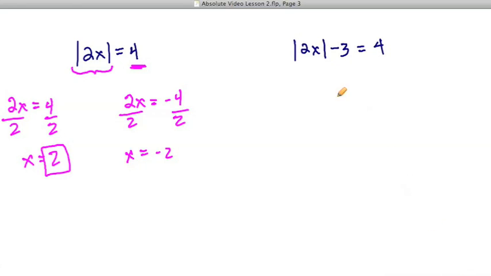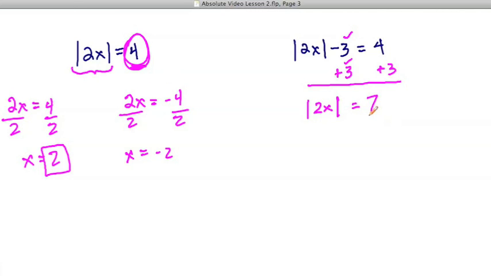We need to get this by itself before we ever solve. We have to get it by itself. And so the way that I'm going to do that is, because this is -3, I'm just going to do the opposite. I'm going to do +3. And it's going to cancel. And I'm going to have the absolute value of 2x equals 7. So now, instead of looking at the houses that are 4 away from Eckert's house, we're looking at the houses that are 7 away. And we've got 2x equals 7 number lane. And we've got 2x equals -7 number lane.